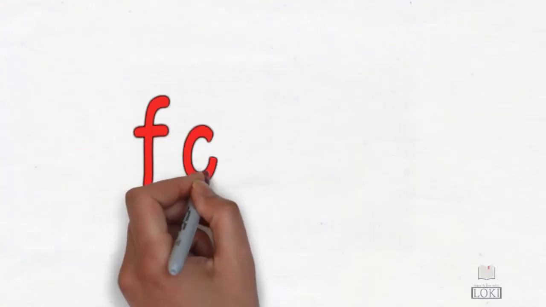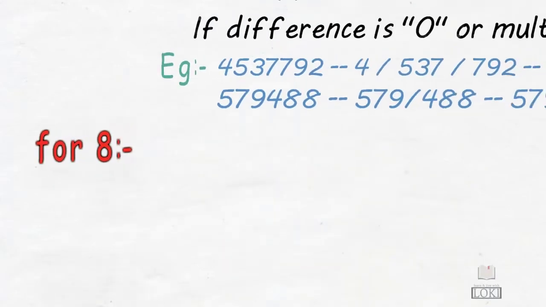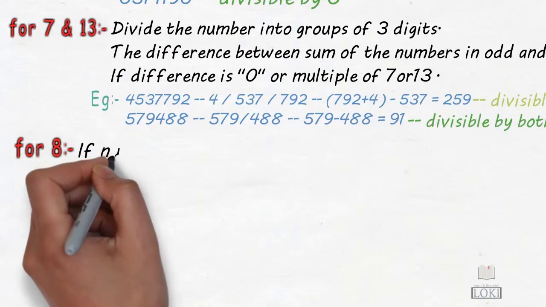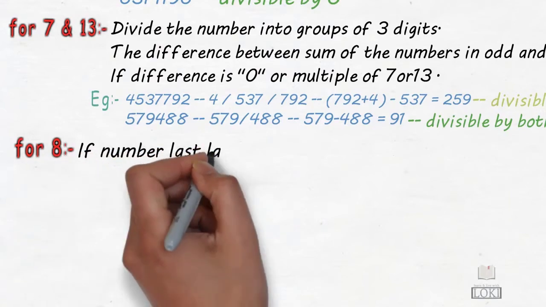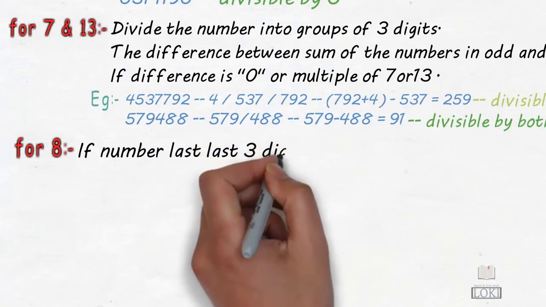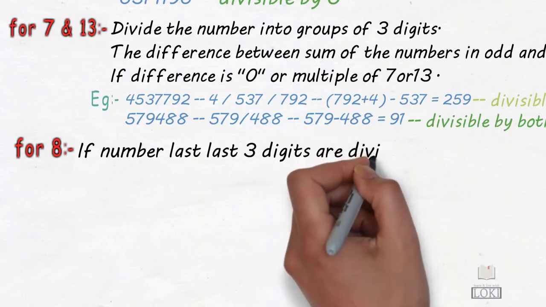The divisibility rule for 8. To find the divisibility of 8, it is simple: we just need to look at the last 3 digits of the number. If the last 3 digits of a number are divisible by 8, we can say that the whole number is divisible by 8.